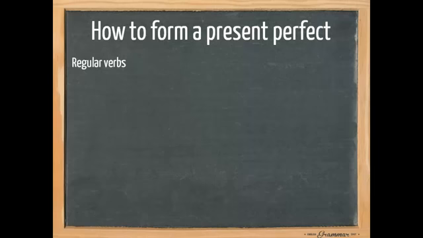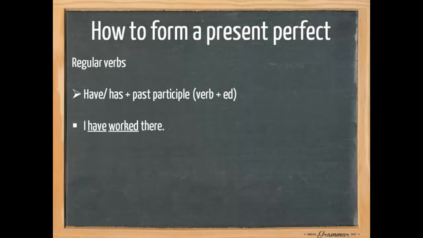Let's have a look at the regular verbs. For the regular verbs, we use the auxiliary verb to have and the past participle. You can make a past participle by adding ed to the infinitive form of the verb. Now let's have a look at these singular forms.